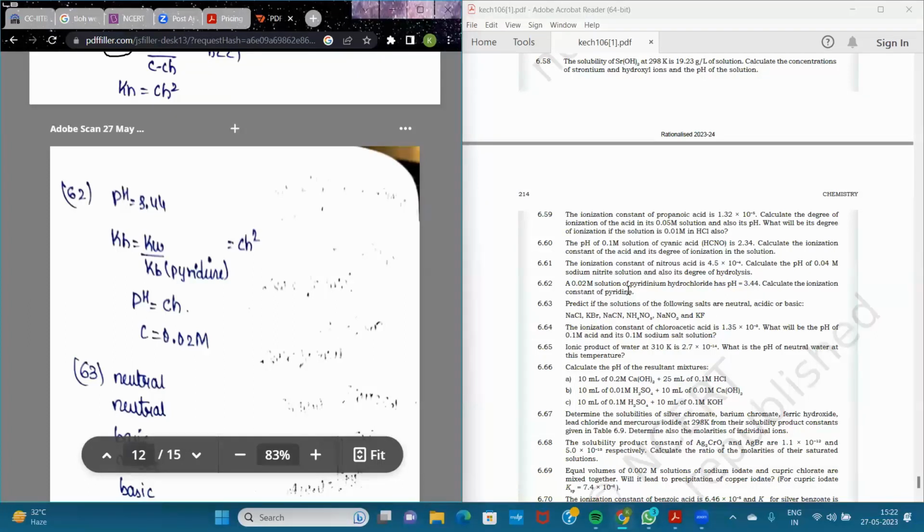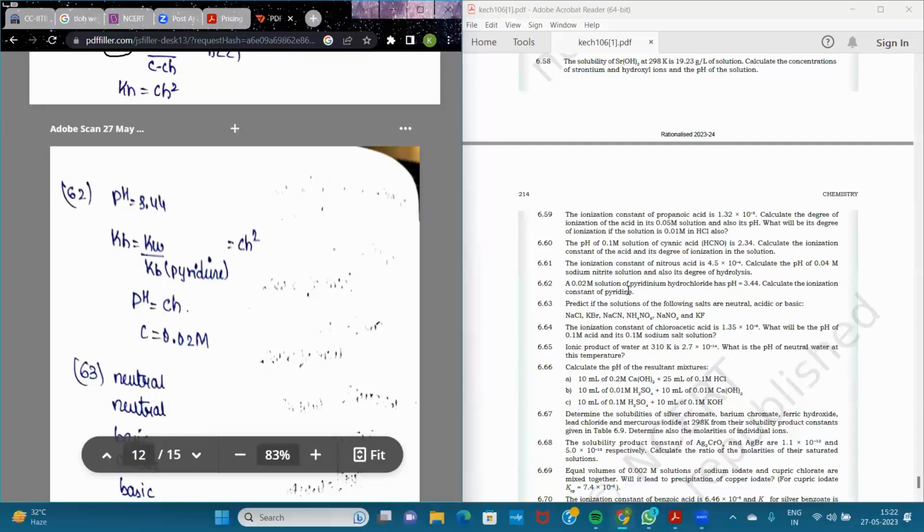Pyridinium hydrochloride is the conjugate acid of pyridine. So, concentration is 0.02 molar, and pH is 3.44. From that, we'll get the concentration of H plus, that is C h squared, and C is given as 0.02. From this, we'll get the degree of hydrolysis value.